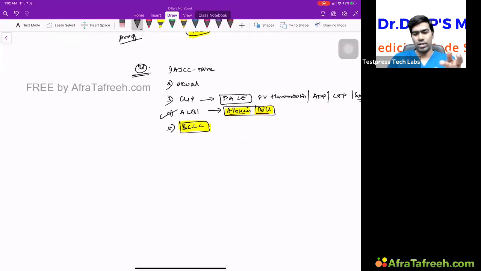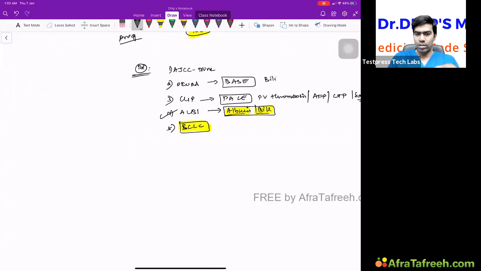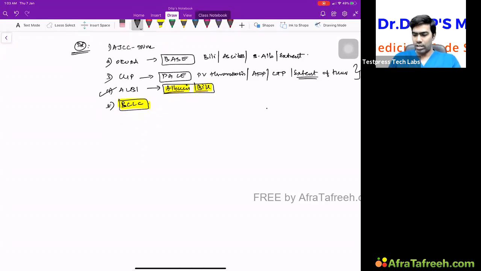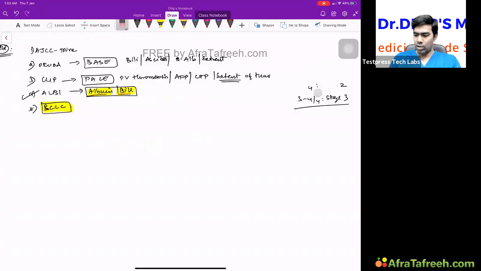In Okuda scoring, usually I used to give a mnemonic for the variables called BASE. BASE is the mnemonic for Okuda staging. B stands for bilirubin, of course, A stands for ascites, S stands for serum albumin, and E stands for extent of the tumor. Clear? So these are the 4 things that are important. I think I made a mistake earlier; we are talking about Okuda, not CLIP.